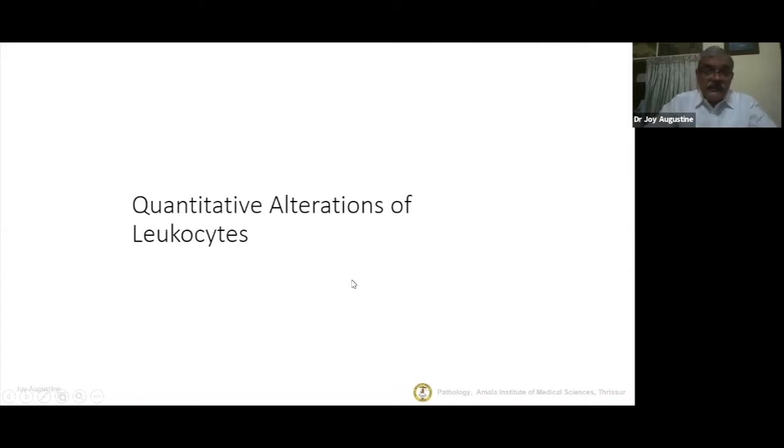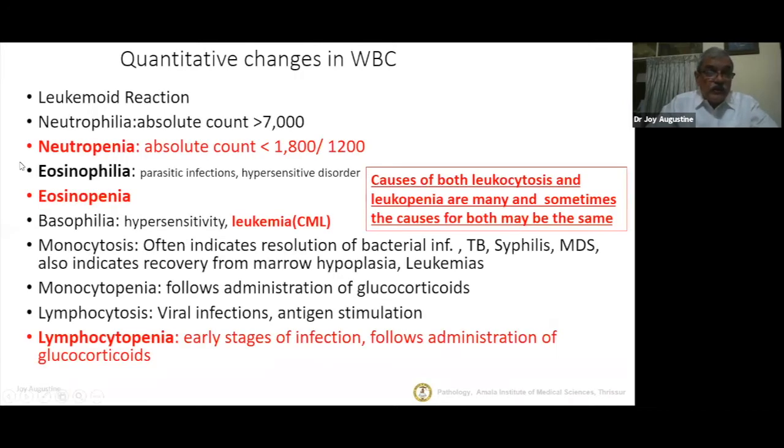Now, what are the quantitative alterations in leukocytes? This is increasingly important nowadays. We'll come to that as we go along. Neutrophilia is a leukemoid reaction, well known. Neutropenia is also well known. Eosinophilia is also well known. Eosinopenia is generally not a recognized thing, primarily because the eosinophils are very small in number. So eosinophilia is recognized, but eosinopenia is generally not recognized.